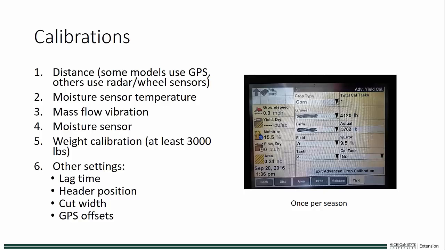So that mass flow calibration is something that needs to be done once per year, at least once per year, and it'd probably be a good idea to do it once before each crop.